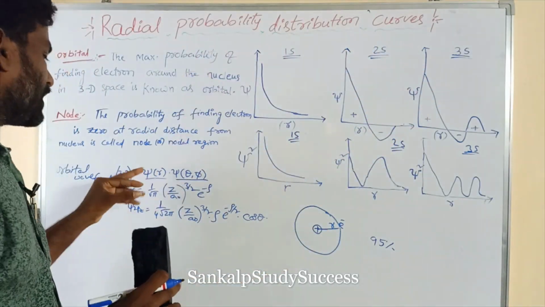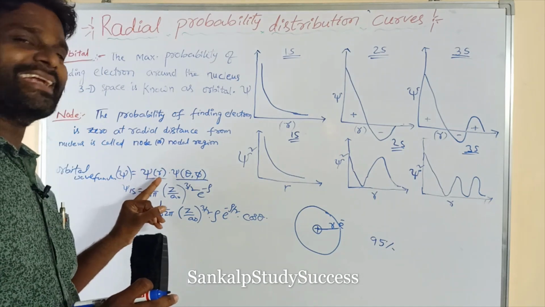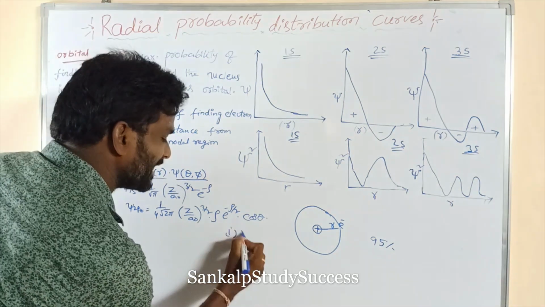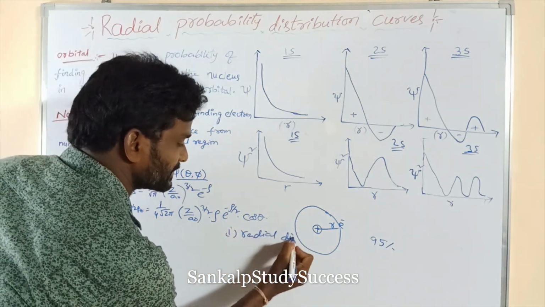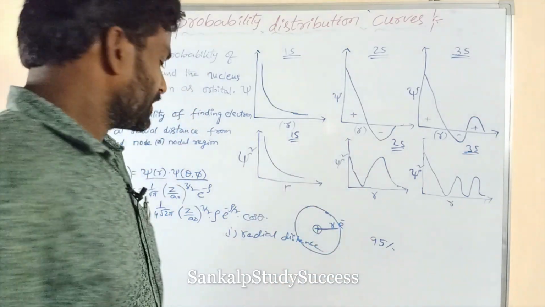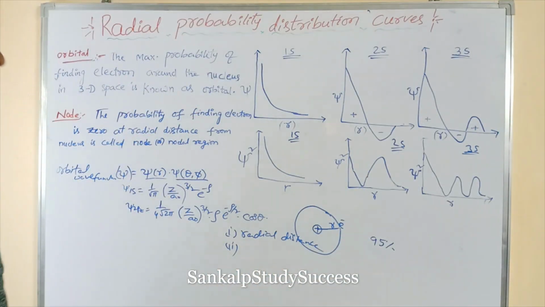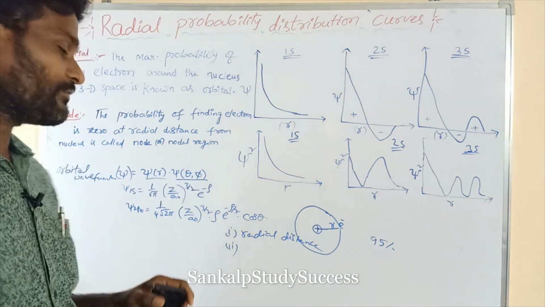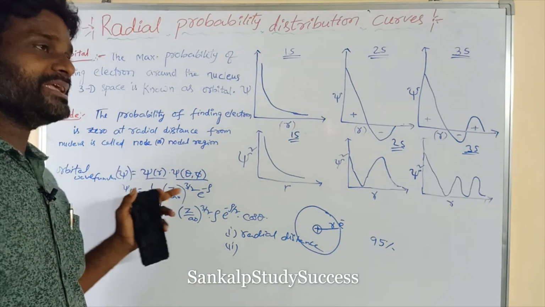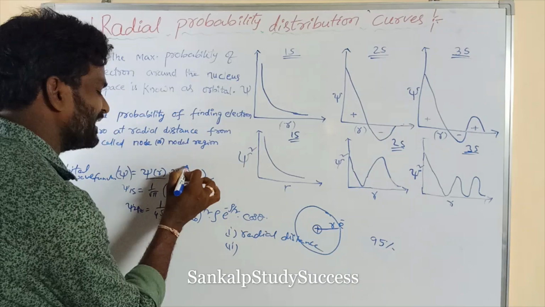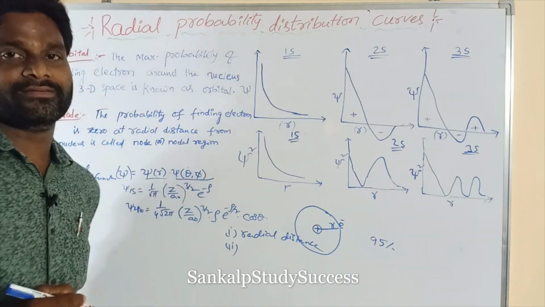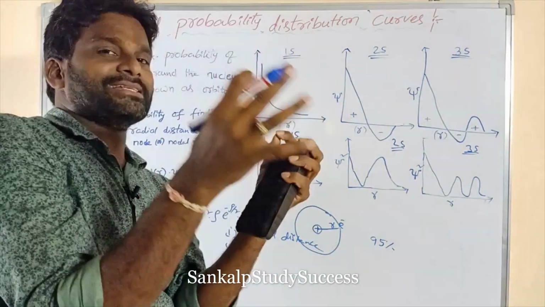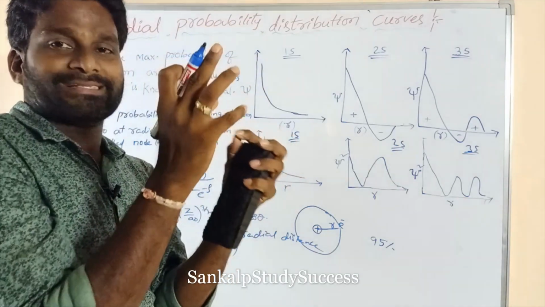So the wave function psi is dependent upon two parts. One part is the radial distance, like r. Another part: the wave function psi is also dependent upon angle and axis, like theta and phi. We know that the electron can revolve around the nucleus in three-dimensional space like a sphere.